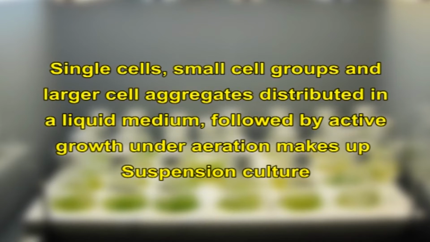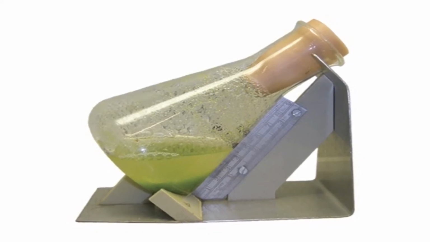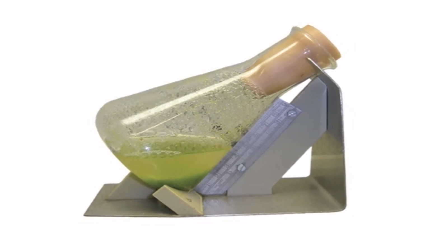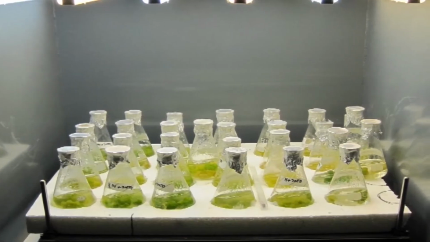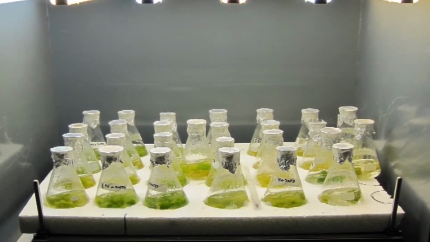Let us now move to study suspension culture. Single cells, small cell groups and larger cell aggregates distributed in a liquid medium, followed by active growth under aeration, make up the suspension culture. Cell suspension cultures are generally commenced by transferring fragments of undifferentiated callus to a liquid medium in a vessel such as an Erlenmeyer flask, and the vessel is placed on a rotary or a reciprocal shaker, which is then agitated during the culture period.